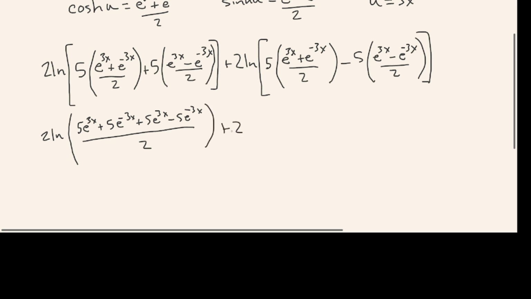plus 2 times the natural log of 5 times e to the power of 3x plus 5 times e to the power of negative 3x minus 5 times e to the power of 3x plus 5 times e to the power of negative 3x. I got that addition symbol because I was multiplying the negative 5 times the negative e, which will result in a positive 5e. That's all divided by 2.